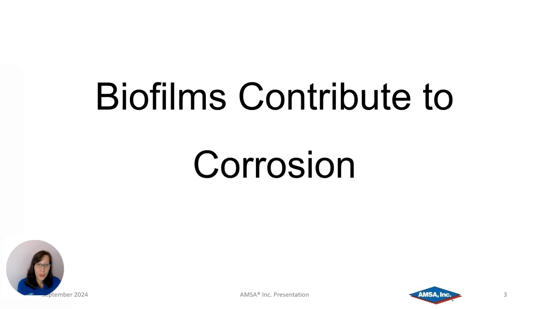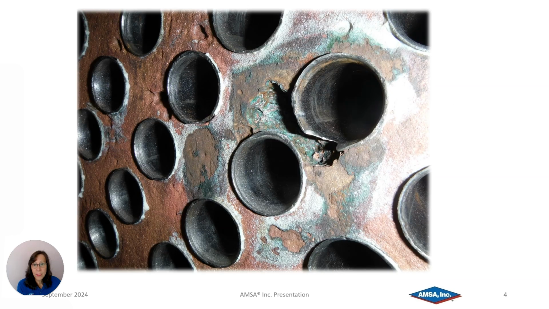And biofilms certainly do contribute to corrosion. This is a picture of corrosion on the tube sheet of a heat exchanger. You can see the pitting into the metal, and this was caused by acids concentrating under a biofilm deposit and eating away at the metal below it.